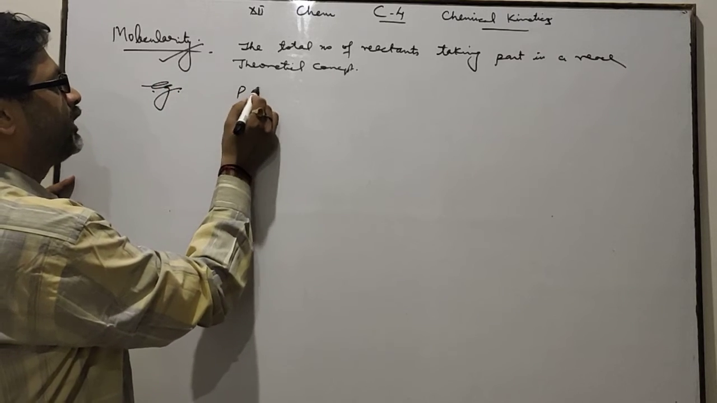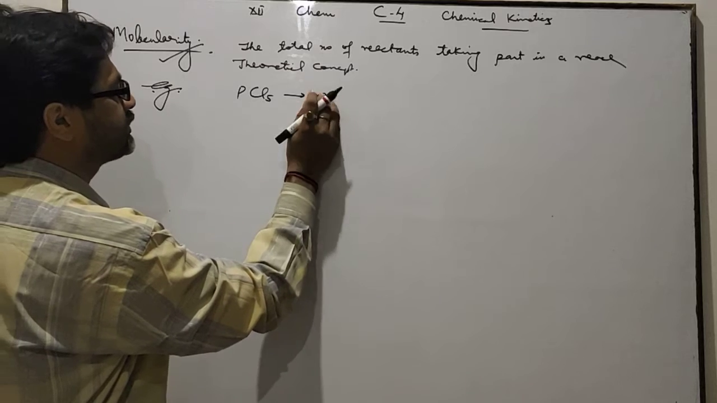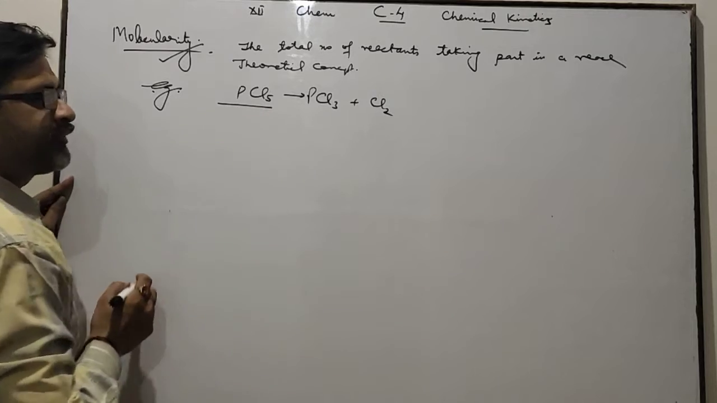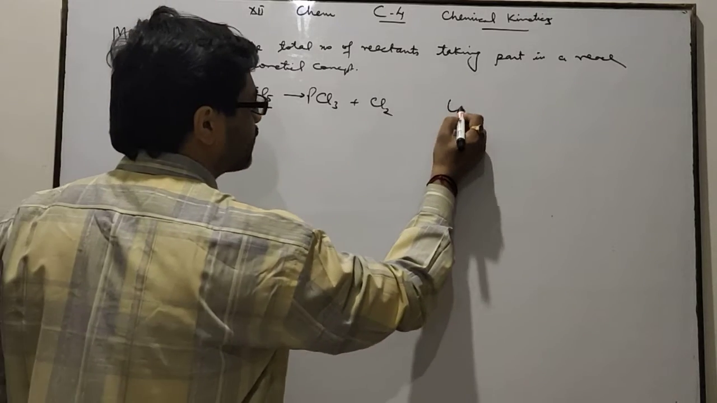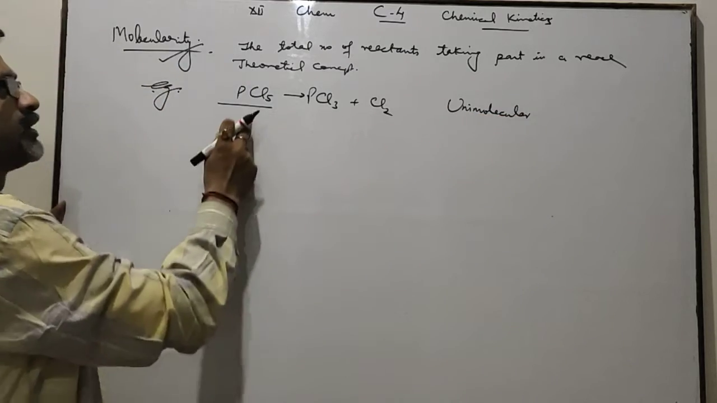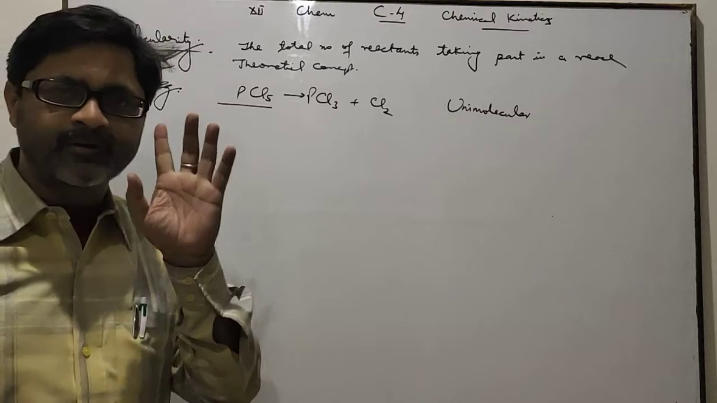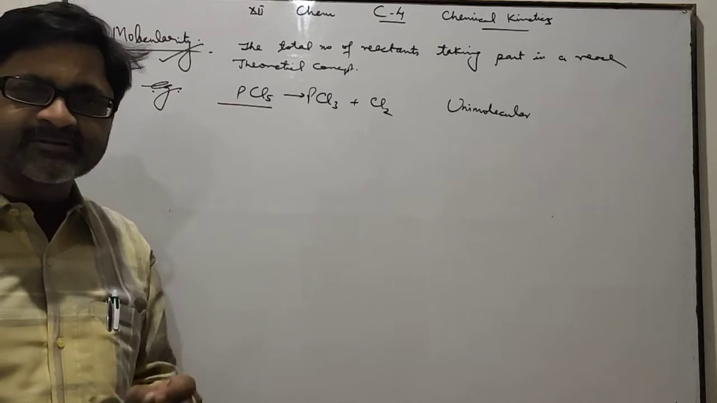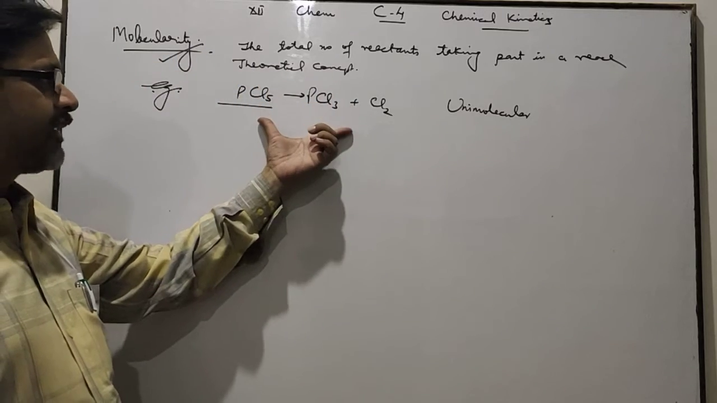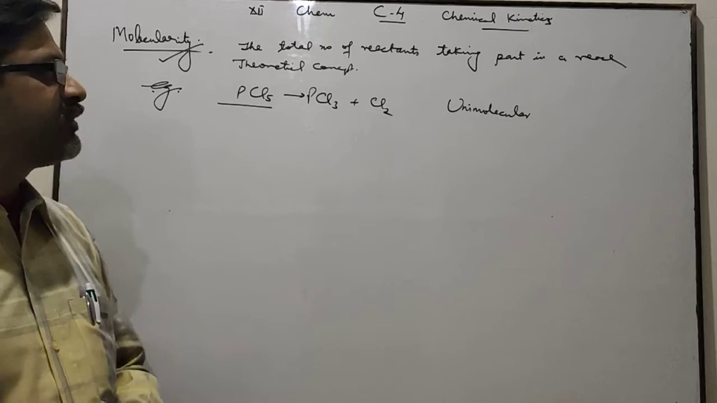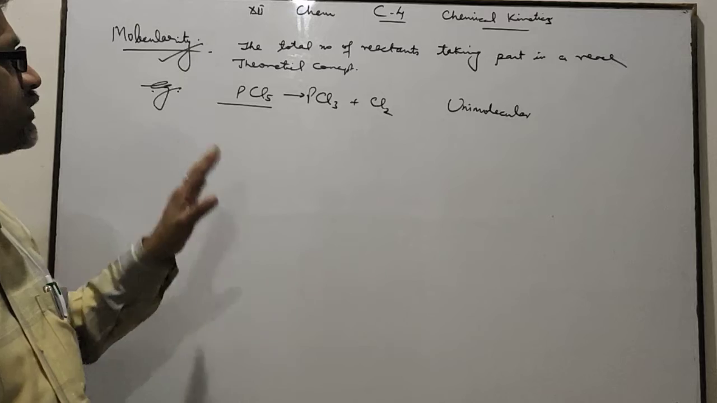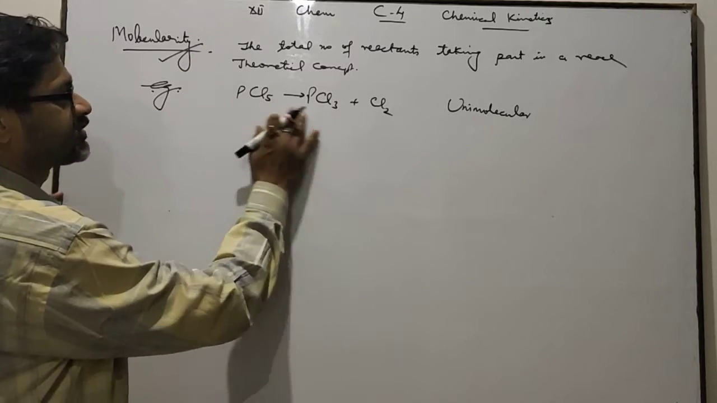For example, PCl5 gives PCl3 plus Cl2. The number of reactants here is only one, hence the reaction will be a unimolecular reaction. The molecularity of this reaction is 1 because the number of reactants is 1. Molecularity is a theoretical concept which can be determined easily only by seeing the chemical equation. The total number of reactants taking part in a chemical reaction is called the molecularity of the reaction.